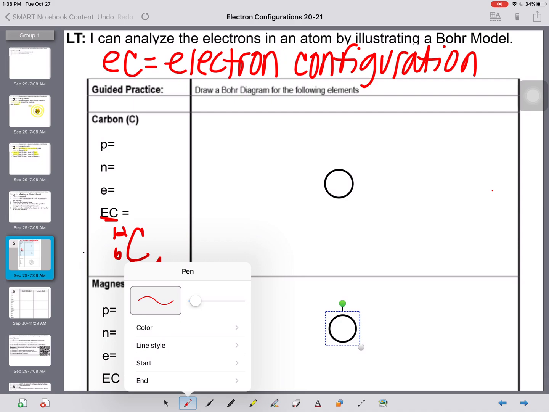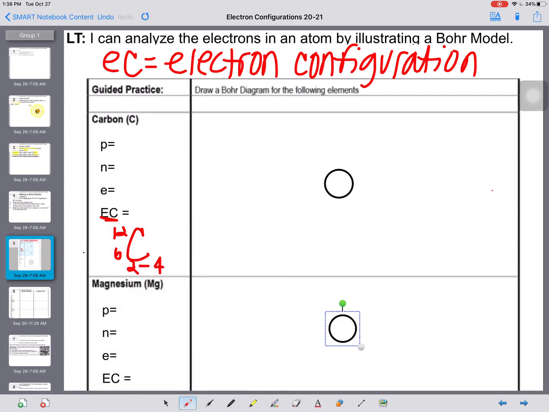Okay, so protons: if the atomic number is 6, it has 6 protons, which also means the number of electrons is 6. And neutrons is equal to the atomic mass minus the atomic number. So 12 minus 6 is 6 neutrons. And we said the EC, or the electron configuration, is 2-4. Now that we have all this information, our first step is to put the protons and neutrons inside the nucleus. So in a carbon atom, there are 6 protons in the nucleus and 6 neutrons.